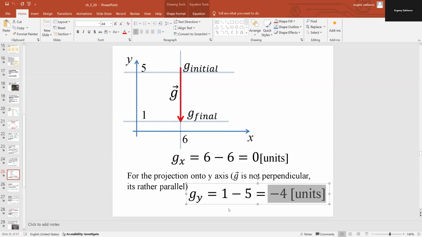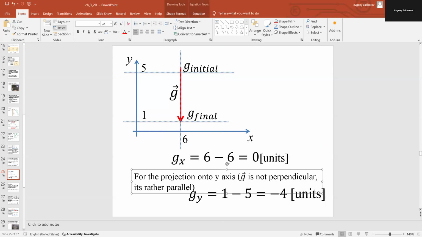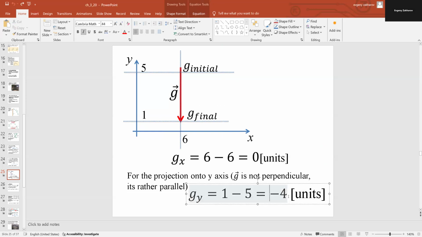negative value. Doesn't matter 4 or whatever. The point is, if positive y direction is upward, then the opposite is downward, and it's going to be a negative value then. Negative value here.